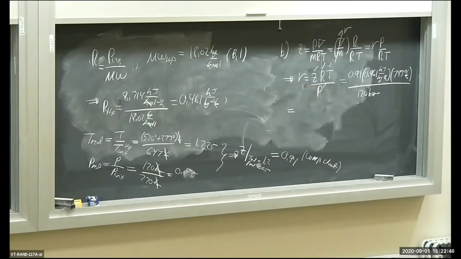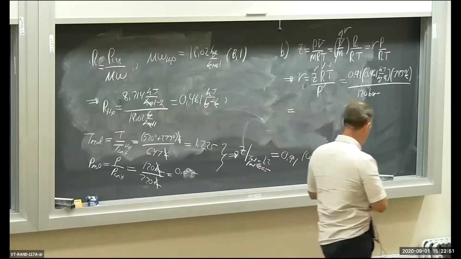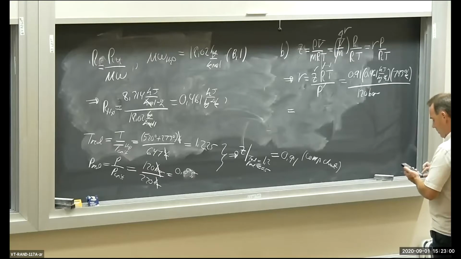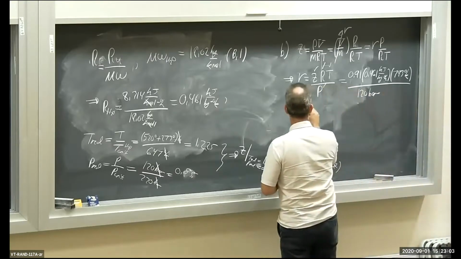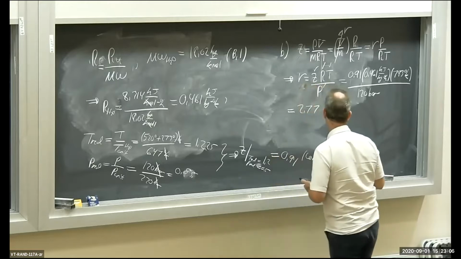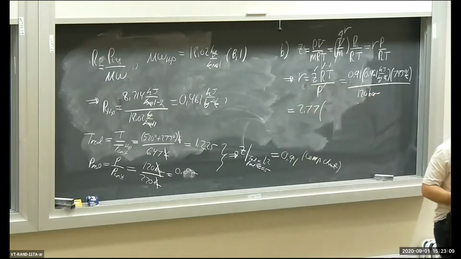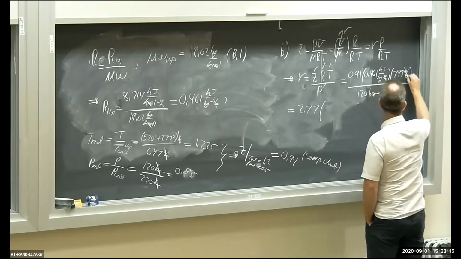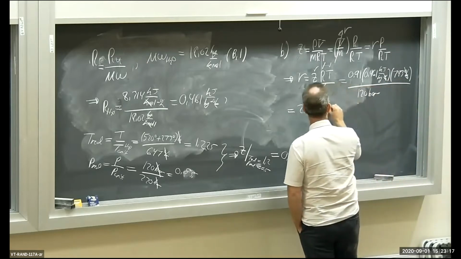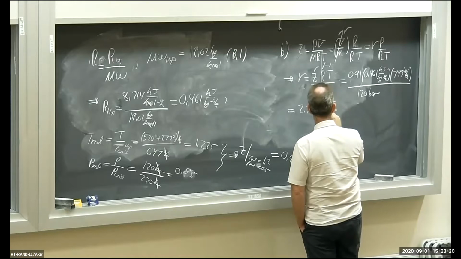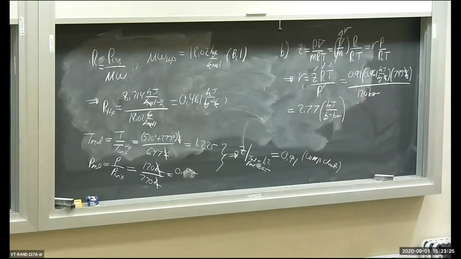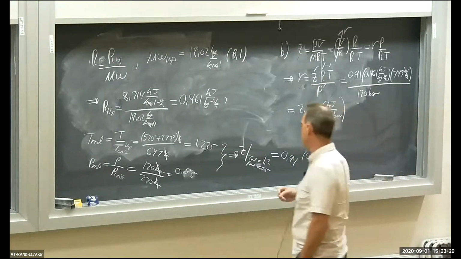Looks like we have some unit issues. So 0.91 times 0.461 times 793 divided by 120. And I get 2.77 something. Let's look at the units here. Well, the kelvins cancel out, that's good, and I get a kilojoule per kilogram bar. Whatever that is, that doesn't look like a specific volume. Specific volume should be cubic meters per kilogram.